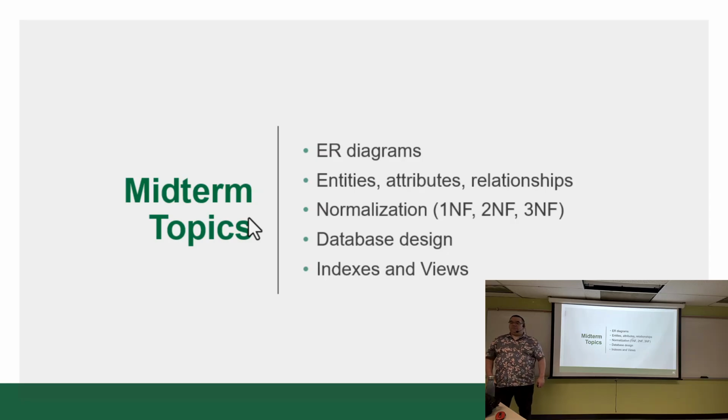So what's it going to cover? ER diagrams, entities, attributes, and relationships. Like what are relationships? What are attributes? That kind of thing. The 3 stages of normalization. Database design. So that includes choosing data types, that kind of thing. Indexes and views, obviously. We just finished talking about it, so that's on there too.